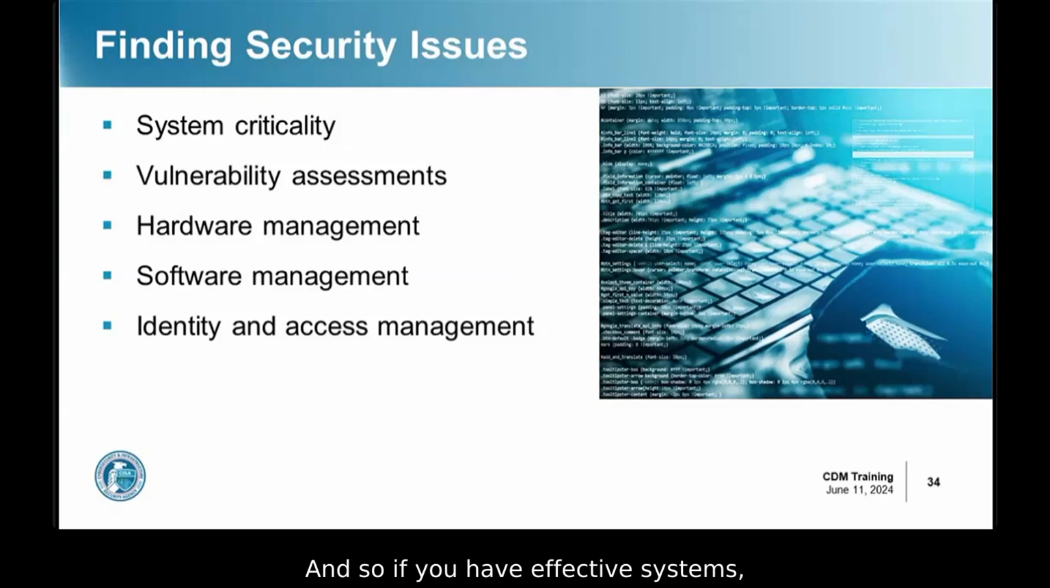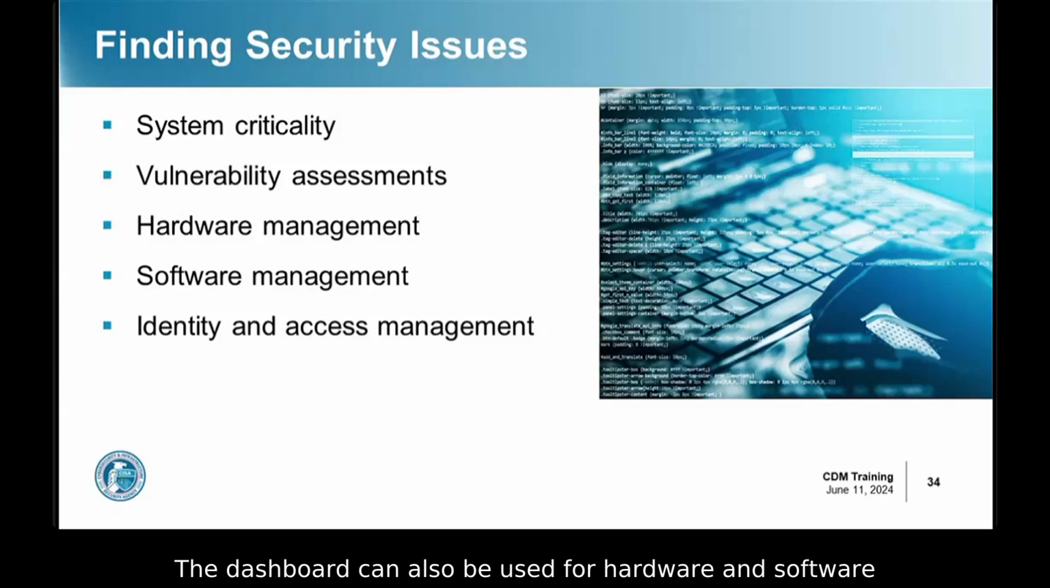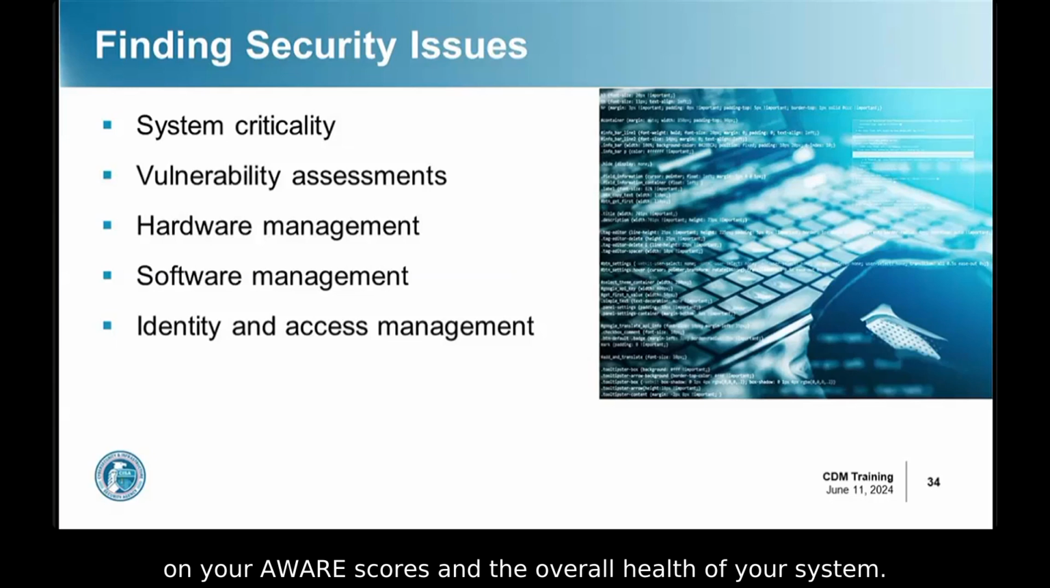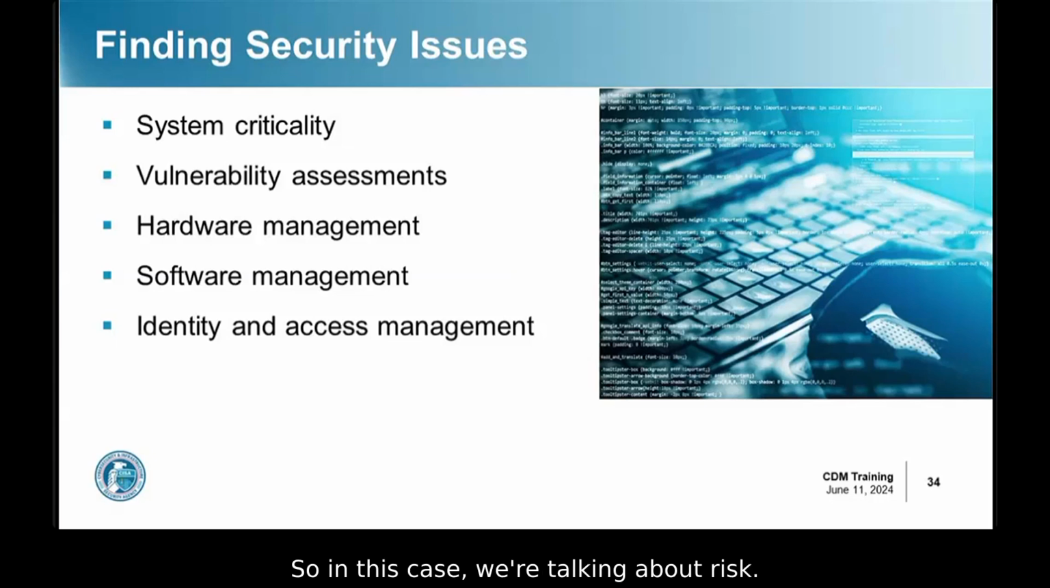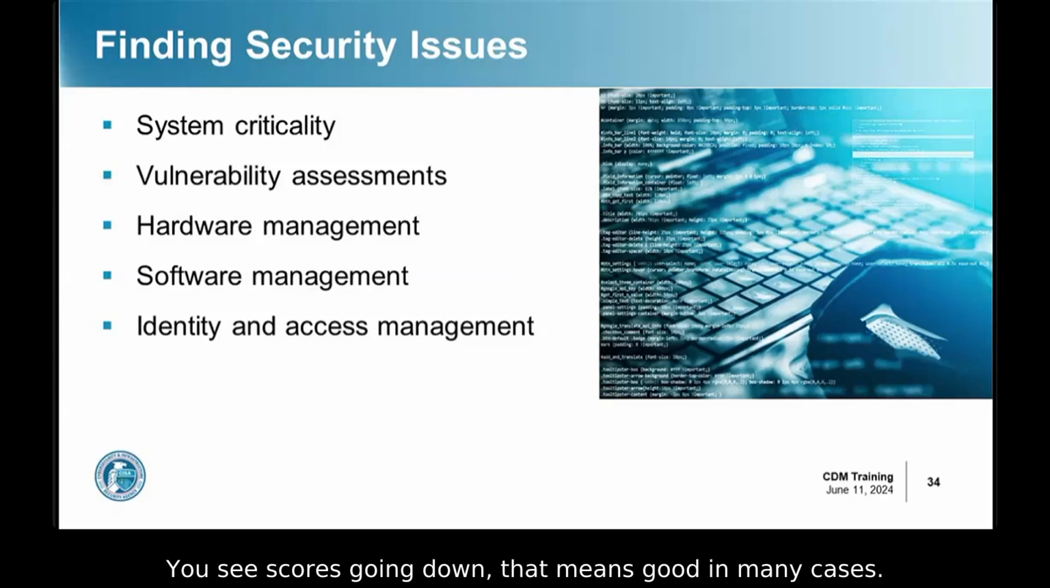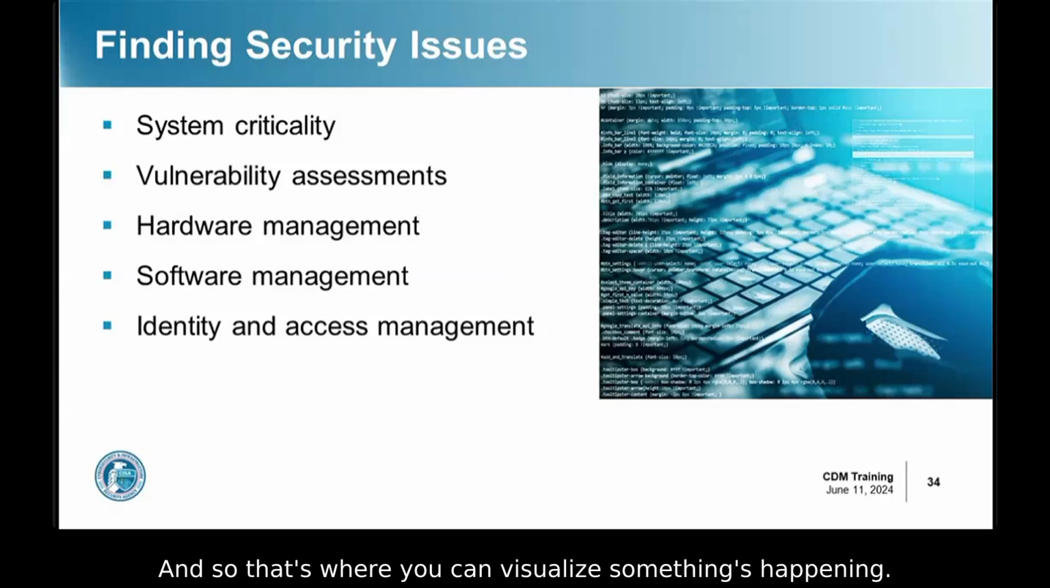If you have effective systems, they can quickly be identified using that dashboard. In today's case, we use the CDM dashboard and how it can be helpful. The dashboard can also be used for hardware and software management and to research and fix easy discrepancies. Fixing the easy stuff can have an immediate impact on your Agency-Wide Adaptive Risk Enumeration (AWARE) scores and the overall health of your system. In this case, we're talking about risk, right? You see scores going down, that means good in many cases, right? That's where you can visualize something happening.